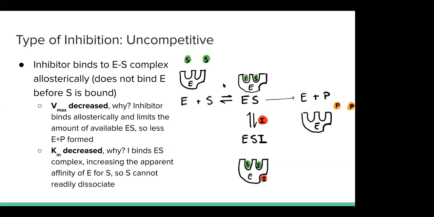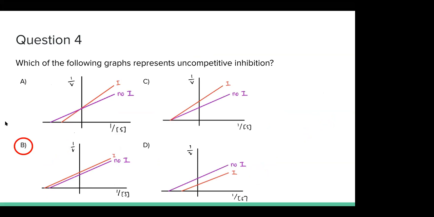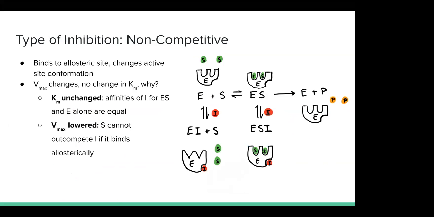Okay, that makes sense. I just wanted to ask how that compares to the non-competitive example when the inhibitor is also binding to the allosteric site. Let me go back to that slide. So there are two examples. The one on the bottom right is a similar case. And on the left, the inhibitor is bound to the allosteric site and it changes the active site's conformation, so the substrate can't bind in the first place.